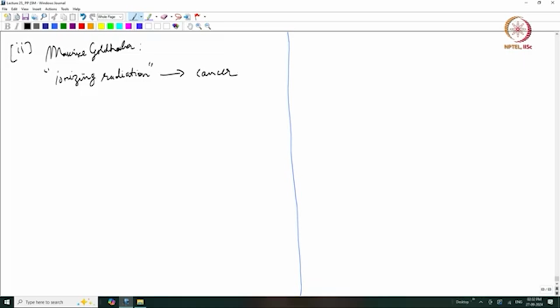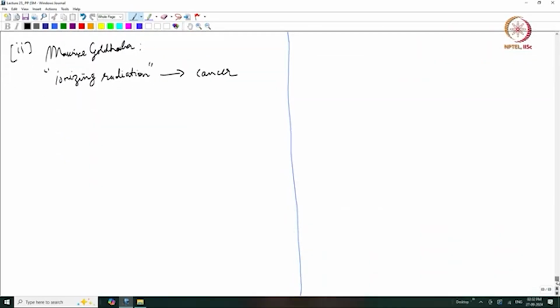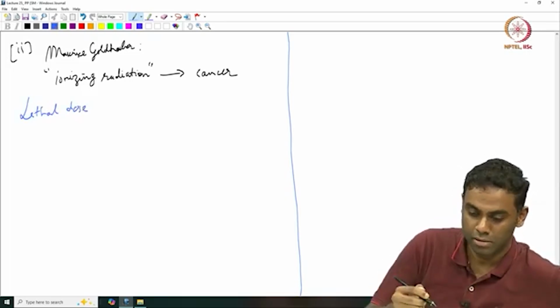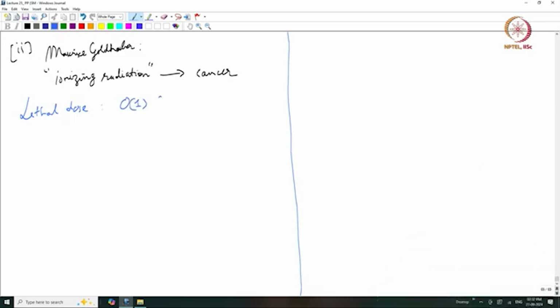Okay. So, the body itself gives itself cancer this way if protons were to decay too fast. That is the idea that he made use of. And the fact that this does not keep happening can give you a minimum lifetime for the proton. So, let us do that calculation. It turns out the lethal dose of radiation is about order 1 sievert.